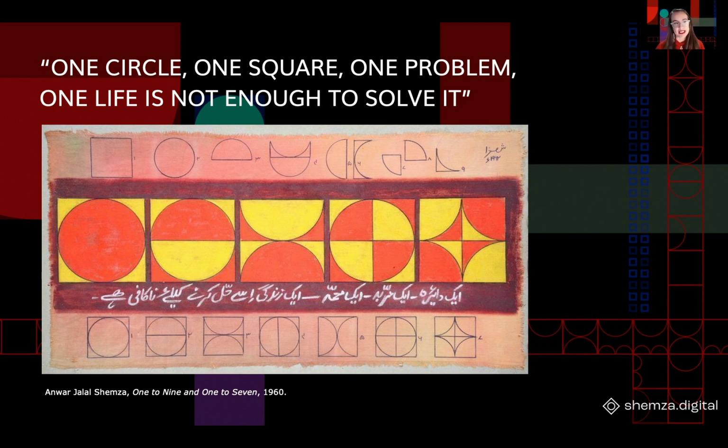And in this piece, Shemza's artwork 1 to 9 and 1 to 7, we see a kind of new abstract formula detailing the shapes that Shemza is going to use in his abstract compositions as he moves forward in his practice, a combination of squares, circles, and semicircles.